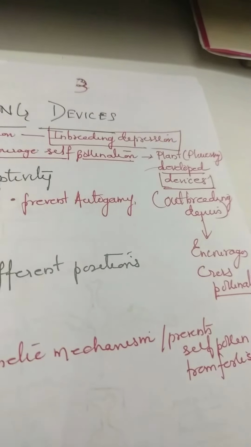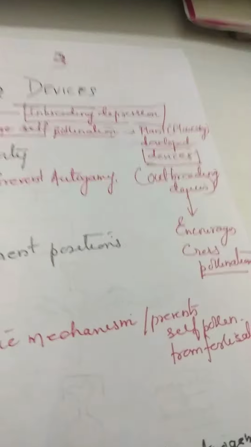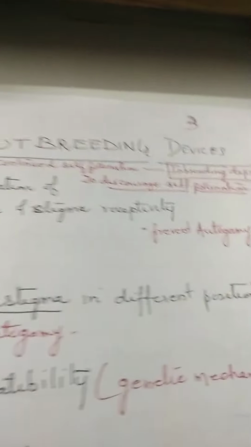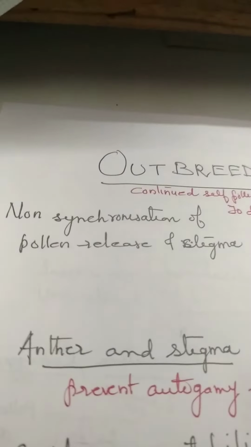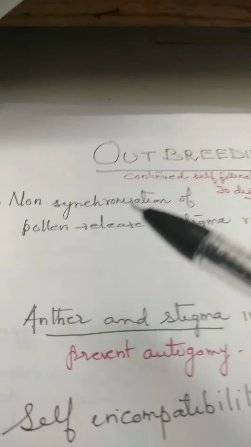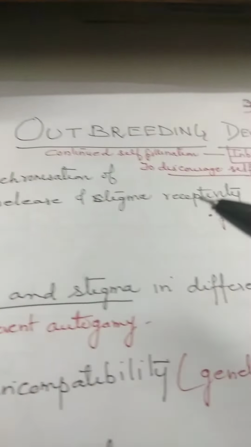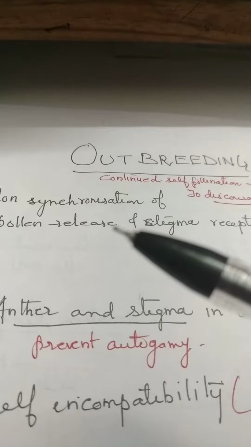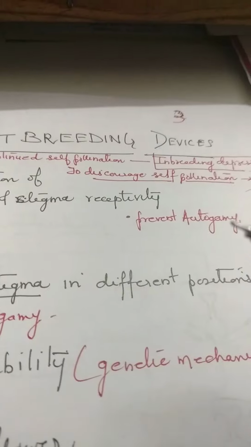These devices are known as the outbreeding devices, and this encourages what? Cross-pollination. Now what are those outbreeding devices? One device is the non-synchronization of pollen release and stigma receptivity. That is, if the pollen grains mature fast and the stigma is not receptive, then what is happening here? We can prevent the autogamy.